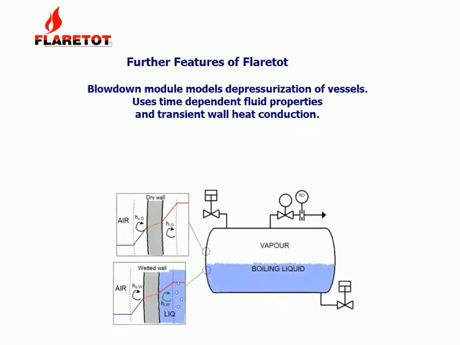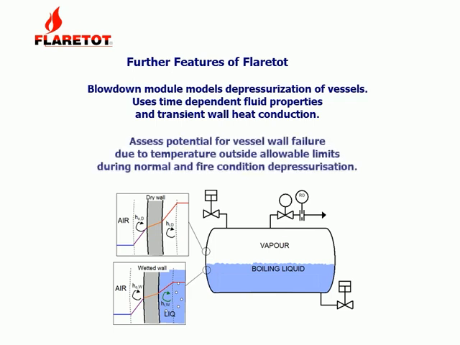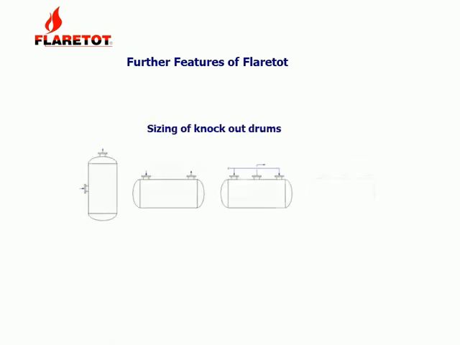Depressurization of pressure vessels is also included in the blowdown module. This time-dependent calculation takes account of changing fluid properties in the vessel and transient wall heat conduction, and allows you to assess vessel safety during depressurization. Both minimum wall temperature during normal depressurization and potential wall failure from high temperature during fire conditions can be determined. Lastly, a module to size knockout drums is provided.